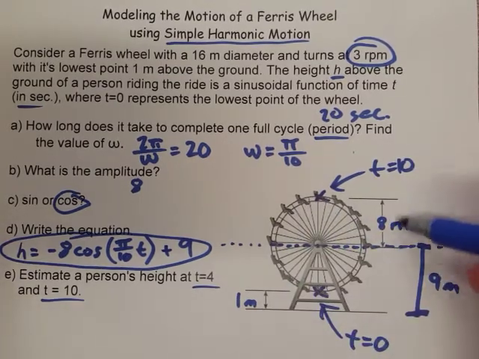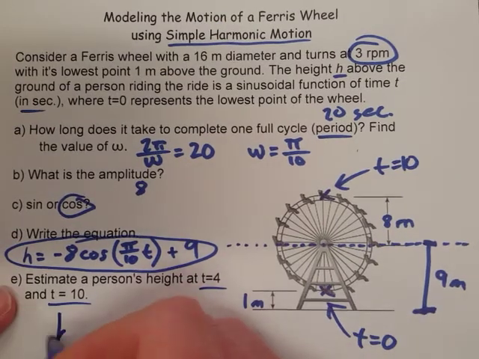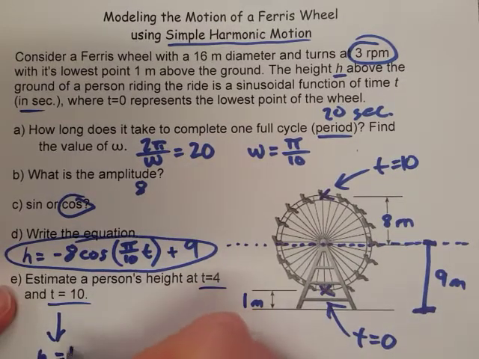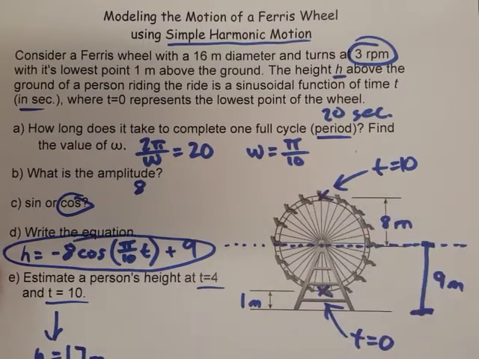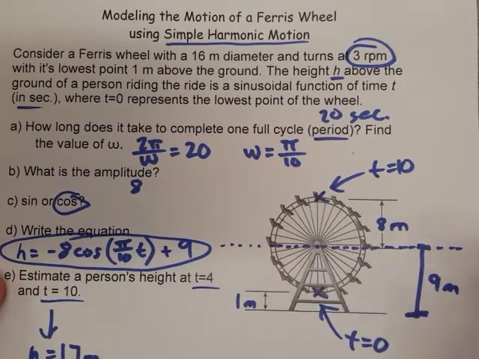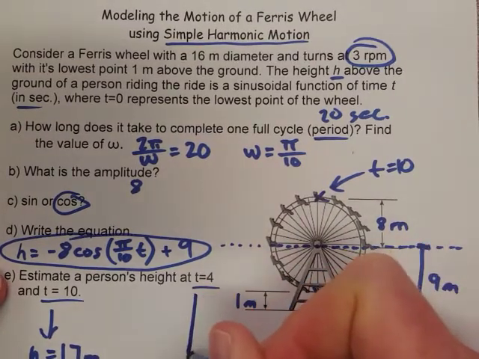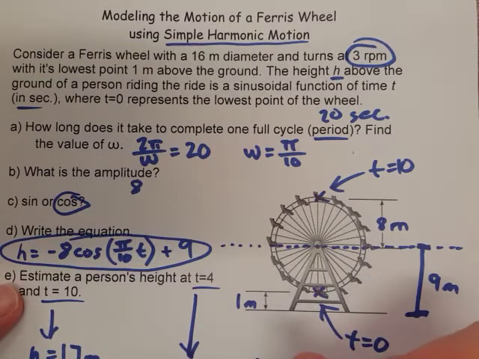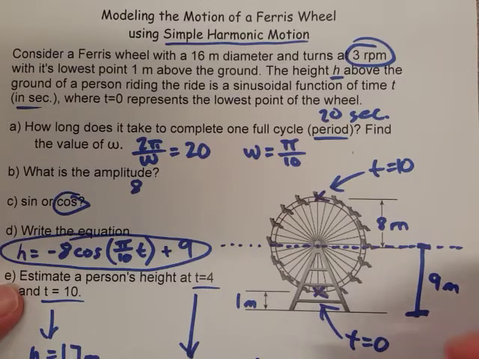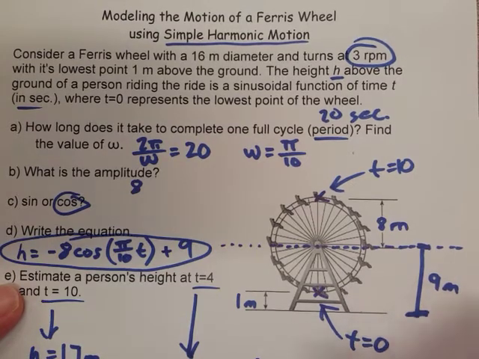Well, if we add these two together, the 8 and the 9, that would make our height equal to 17 meters in this case. So at 10 seconds, we'll be 17 meters above the ground. Now, with the t equals 4, for that one we actually have to plug it into the formula, and it's not going to be a big deal as long as you do it correctly on your calculator. We've got -8 cosine of pi over 10 times 4 seconds, and then plus 9. As long as we have the right mode on our calculator, that's all we'll really need to do.